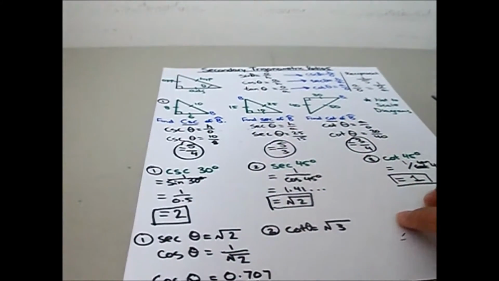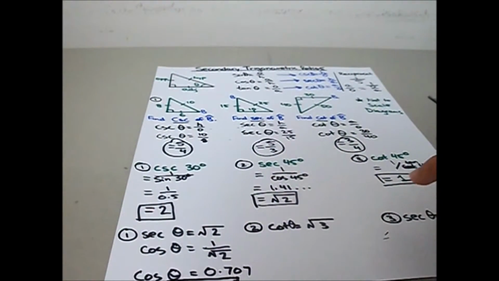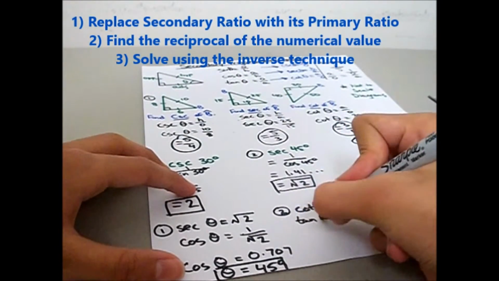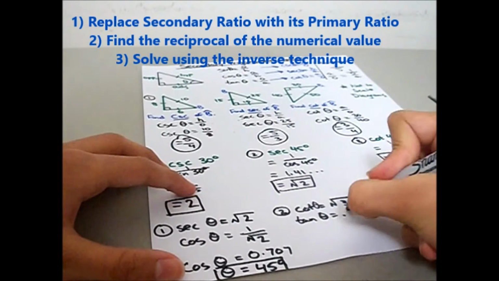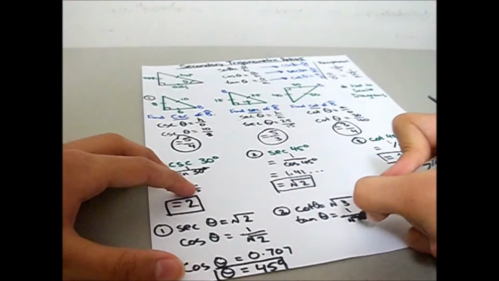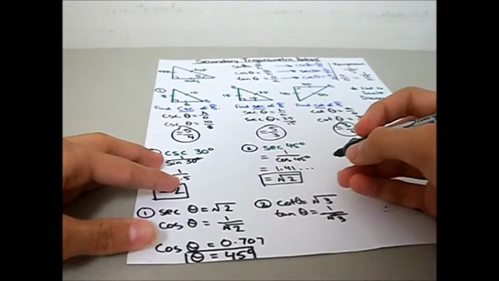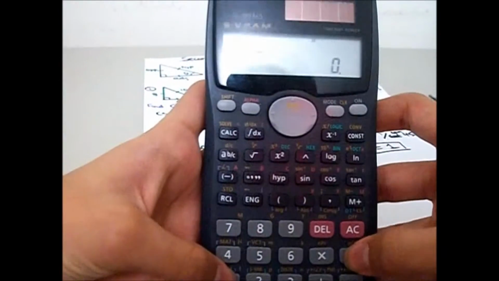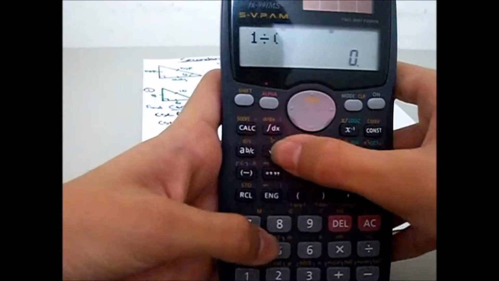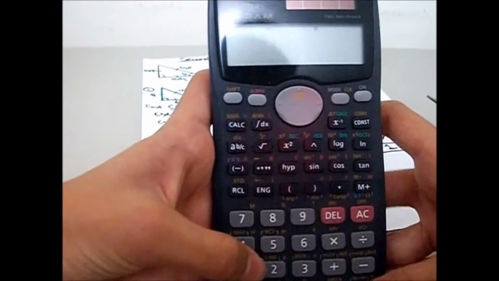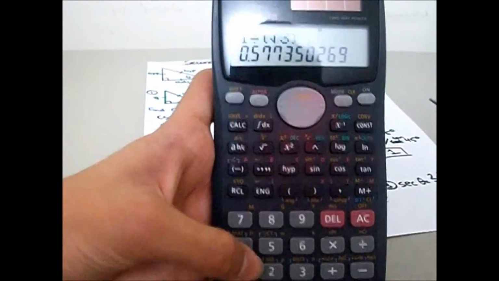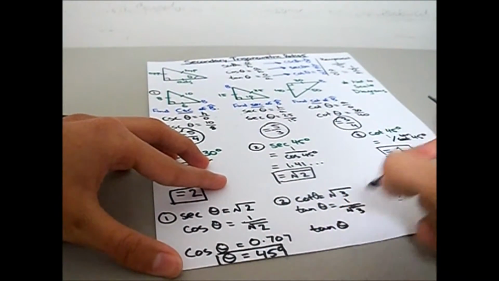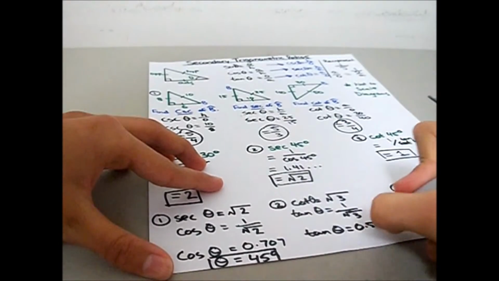Next, cotangent of the angle is equal to the square root of 3. Same thing, the inverse of cotangent is tangent. Tan of angle equals 1 divided by the square root of 3. And evaluate that. 1 divided by the square root of 3. That gives us 0.5773. I'm just going to remember that. Tan of angle equals 0.5773.